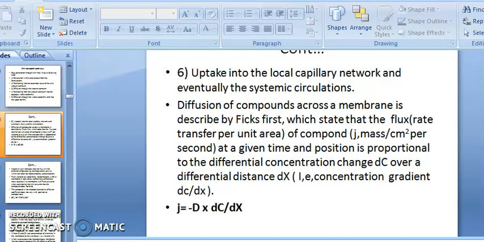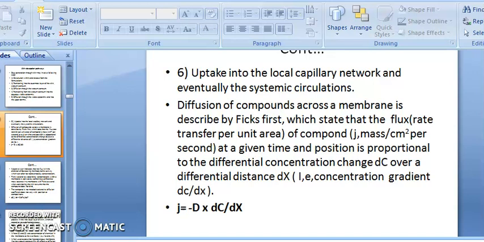Then diffusion of a compound across the membrane is described by Fick's law. The diffusion process of a semi-solid dosage form is described by Fick's first law. It states that flux is the rate of transfer per unit area, that is, the rate of transfer of the compound per unit area, in mass per centimeter square per second.